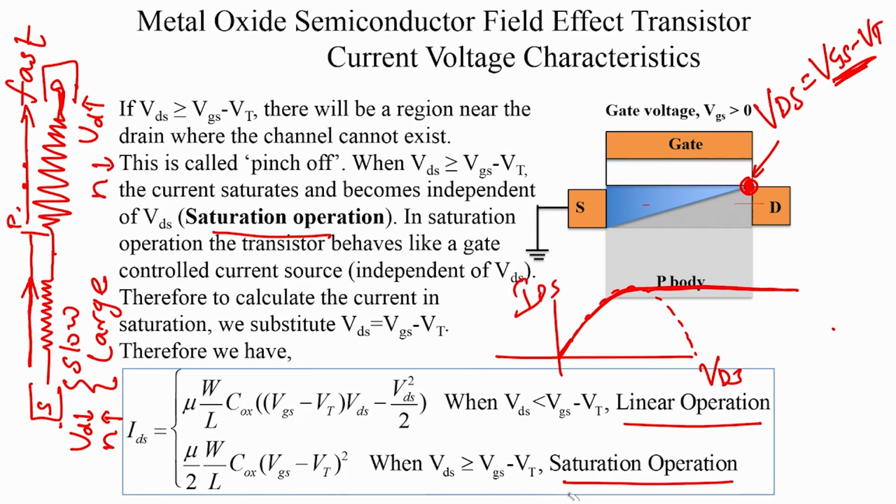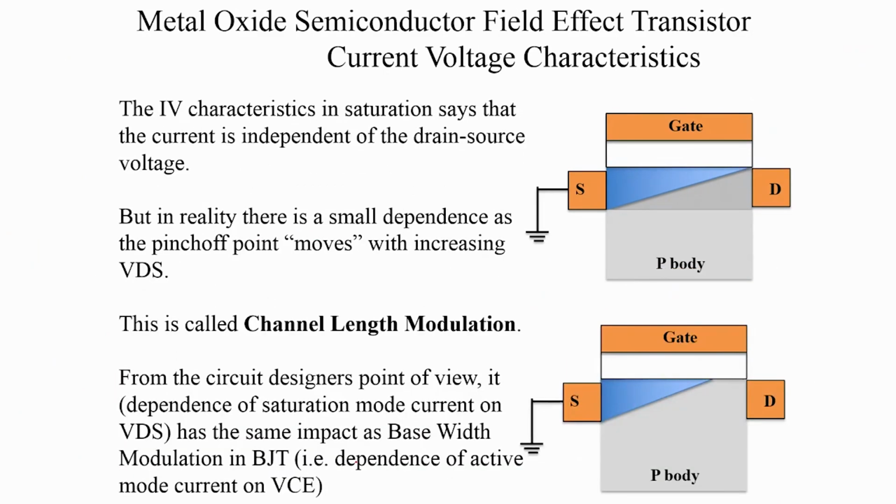So, these two equations are a good enough first order jump as to what the current voltage characteristics in a MOSFET are. But then we need one more detail, which is, does VDS really not impact the saturation mode current? So, you think about it. Let us say we have just hit VDS equal to VGS minus VT.